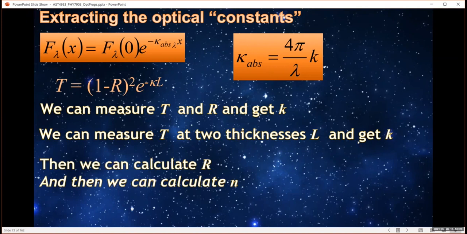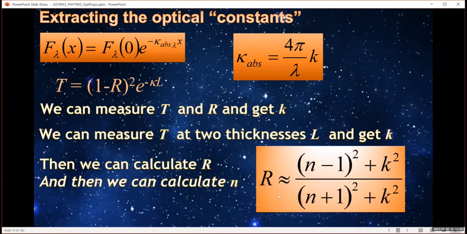Once we've got K, we can calculate R. So remember, we've got this equation here. So we've got the transmission and the kappa. So now we can calculate R based on this two thickness model if we didn't measure it in the first place. And then either with the measured R or the calculated R, we can calculate N, because there's a relationship which we will derive later between the real and imaginary parts of the complex refractive index and the reflection. So this is how we actually can extract the information in the lab.